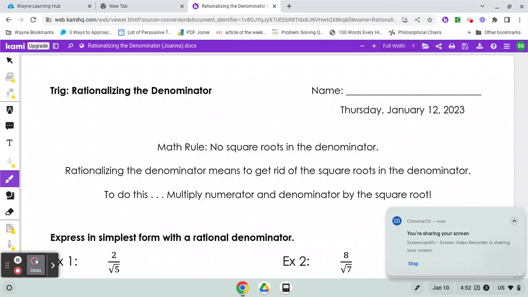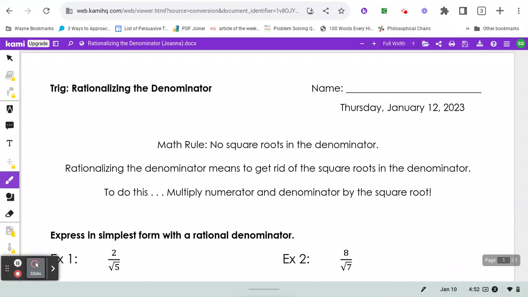This lesson is for rationalizing the denominator. It's a skill that we'll need as we're doing our upcoming trig units. So it's a good thing to learn now.